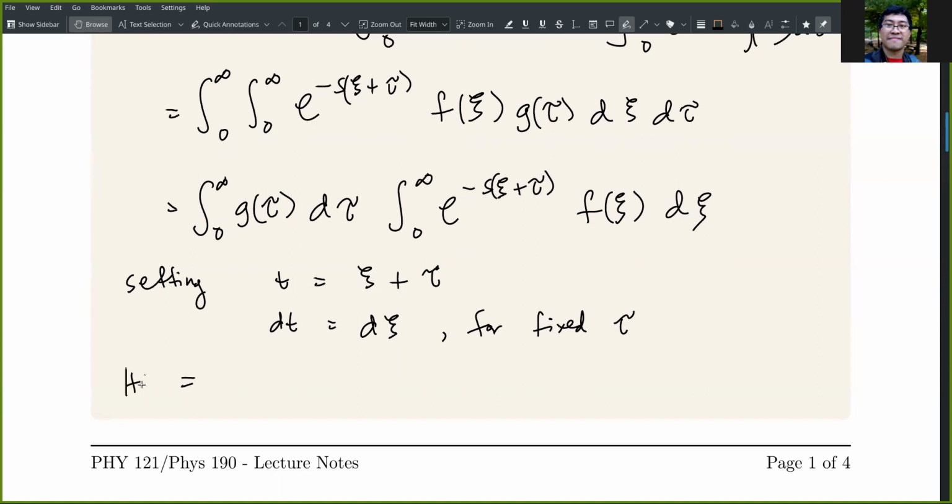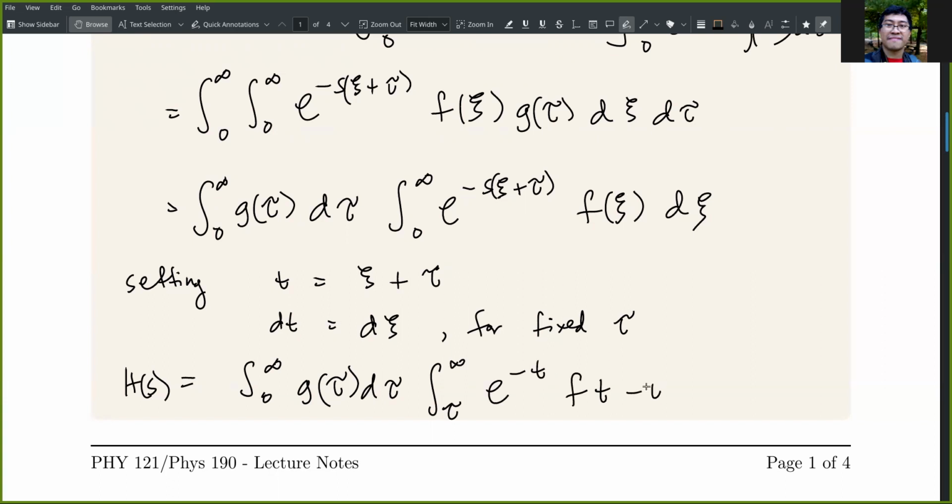Okay, so our H(s) becomes the integral from 0 to infinity of g(tau) d tau, integral from, so for psi equal to 0, t is tau, so we start with tau. If psi is infinity, infinity plus whatever tau you have, that's also infinity. Okay, e to the minus st, f of t minus tau, dt.